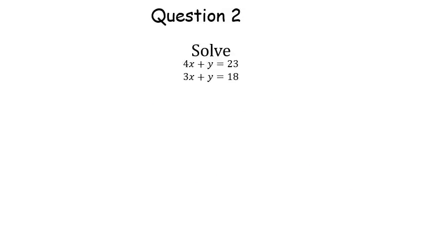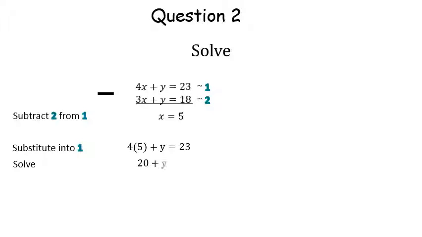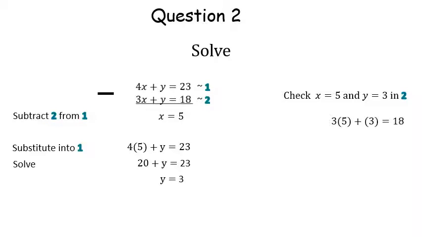Question 2. I started by numbering the equations 1 and 2, then subtracted the second equation from the first equation, getting x equals 5. I then substituted that into the first equation, getting y equals 3. Checking x equals 5 and y equals 3 in the second equation, I worked out that yes, they both worked, so x does equal 5 and y equals 3.